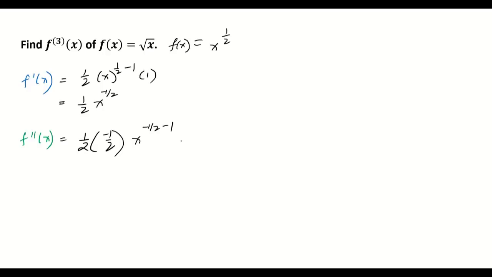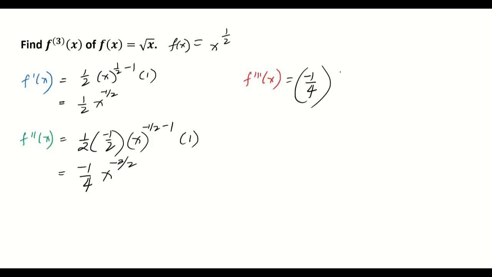And then the derivative of x would be 1. So simplifying, this would be negative 1/4 x raised to negative 1/2 minus 1, negative 3 over 2. For the third derivative, this would be getting the derivative of negative 1/4 x raised to negative 3 over 2. This would be negative 1/4. And then let us have the exponent, negative 3 over 2.